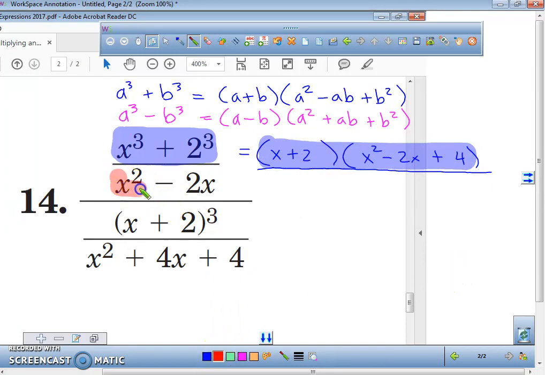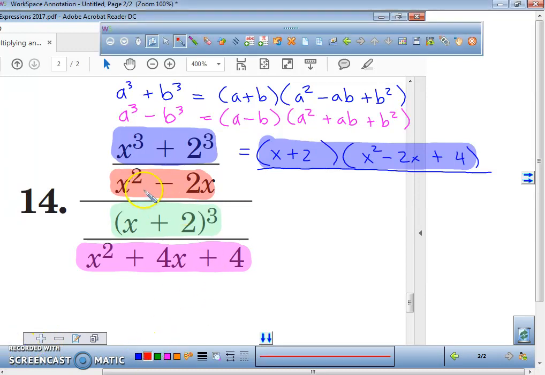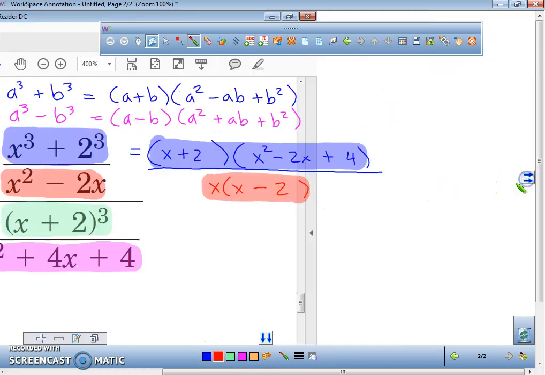Now I'm going to highlight this guy in red. I'm going to highlight this guy in green. And I'm going to highlight this guy in this beautiful magenta. The next thing we're going to do is factor out an x out of this guy and an x out of this guy. So right here in the denominator, I'm going to have an x, open parentheses, and I'm going to put an x minus 2, because x times x is x squared, and x times a negative 2 is a negative 2x. So now I have the red 100% completely factored.